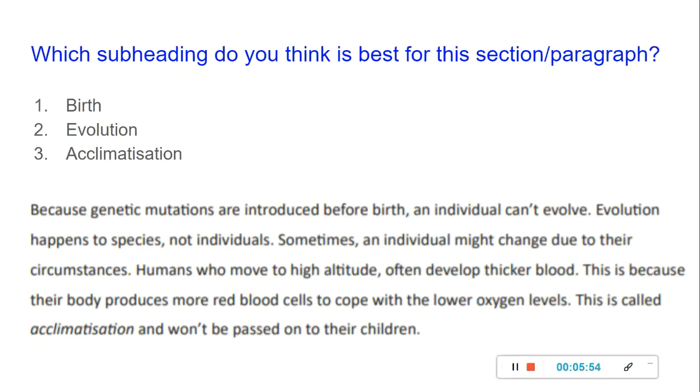Because genetic mutations are introduced before birth, an individual can't evolve. Evolution happens to species, not individuals. Sometimes an individual might change due to their circumstances. Humans who move to high altitude often develop thicker blood. This is because their body produces more red blood cells to cope with the lower oxygen levels. This is called acclimatization and won't be passed on to their children.